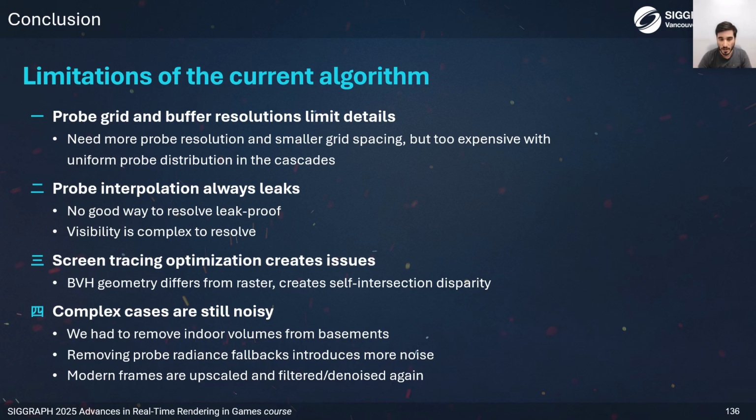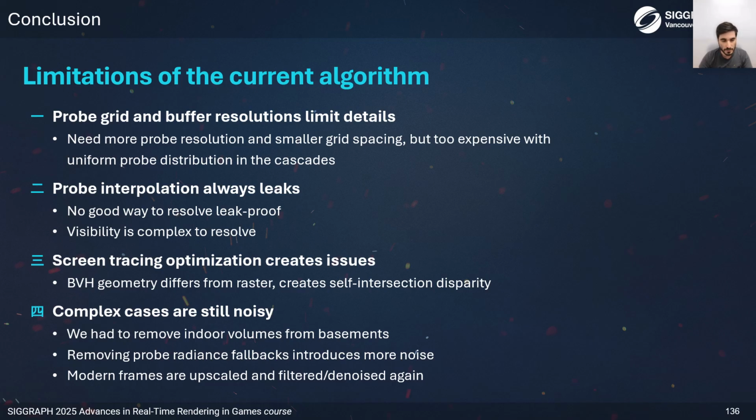Screen tracing optimizations create issues, of course, when the raster world differs from the BVH geometry. We've seen cases where 50 centimeters were not enough because geometry was too different. Finally, complex cases are still noisy. We had to remove indoor volumes from basements in the castles of our game, as we prefer the leaks to having noisy and temporal errors.